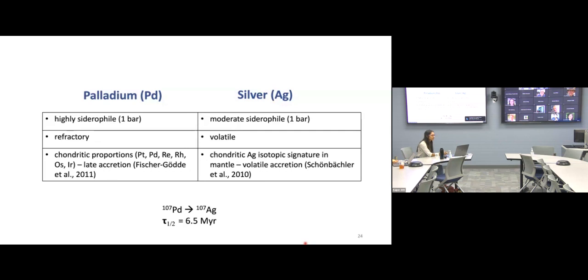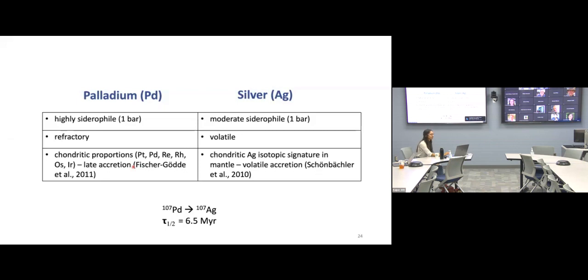These two elements are coupled by an isotope decay system with a half-life of 6.5 million years, which makes the system relevant to tracing processes that would have been occurring within, say, 40 million years after the solar system formed. The mantle isotopic and relative abundances of these two elements show contradictory signatures.